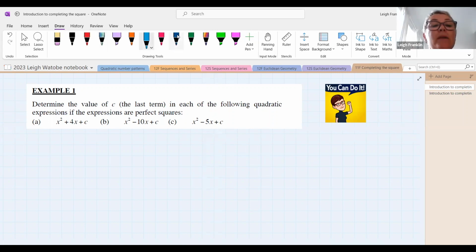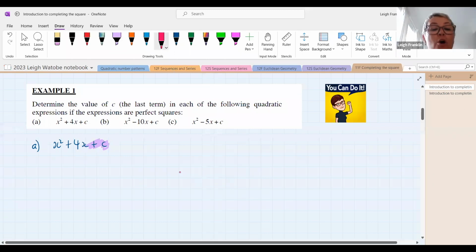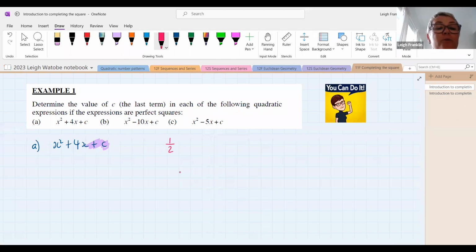Okay, so in part A, they have given us x squared plus 4x plus c, and our job is to work out what the value of c is going to be. So when we complete the square, this is what we do. We take half of the middle term. So in this case here, this is in the form ax squared plus bx plus c.